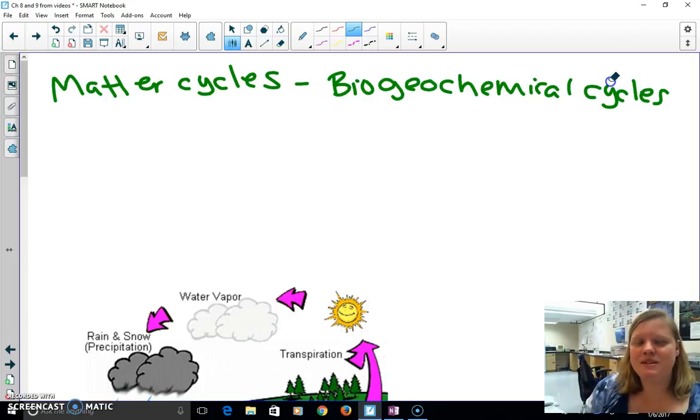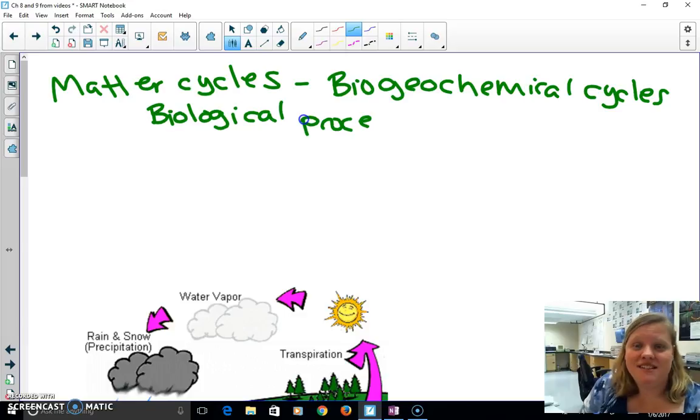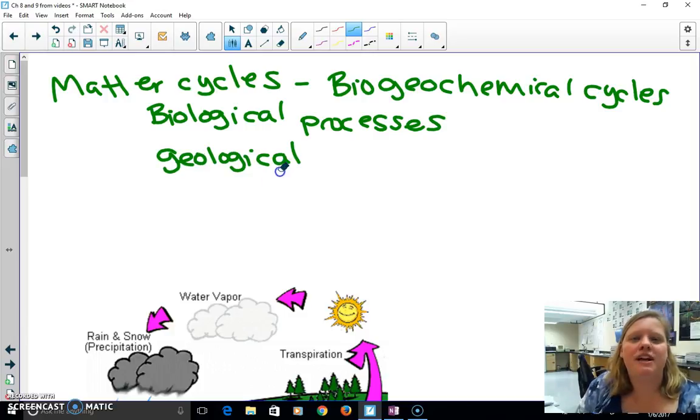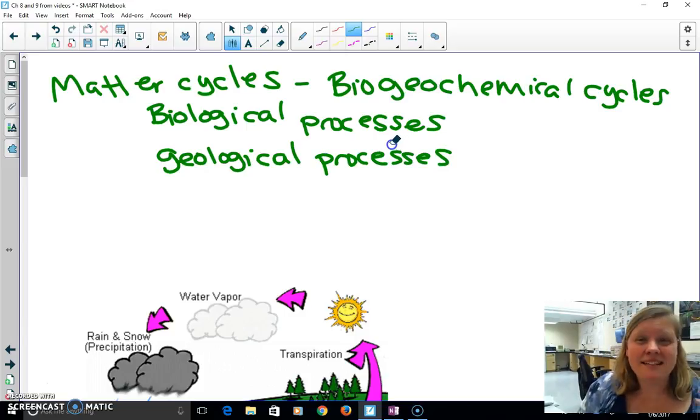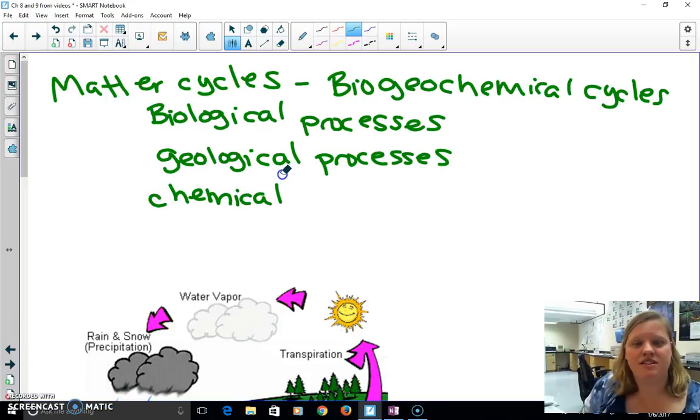Well, it has all of those parts because in these cycles, there are biological processes, which are processes that occur in living things, like photosynthesis or cellular respiration. There are geological processes that occur, and this would be like when rocks weather, or like volcanoes erupt, and due to the intense heat, it can actually change the form of the matter. Or chemical processes, and chemical processes occur when different chemicals, different substances come in contact with each other and can change.